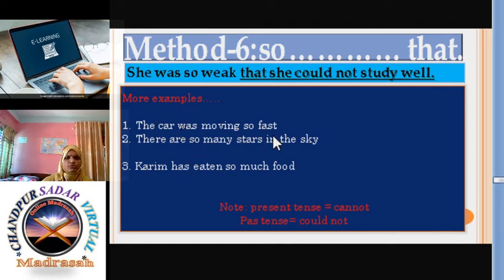The car was moving so fast. What will be the next one? You can complete this one. So here you have to note this: present tense will be cannot, and past tense couldn't. So here she was so weak, past was, then couldn't. But here Karim has eaten so much food, present. So here can be can.